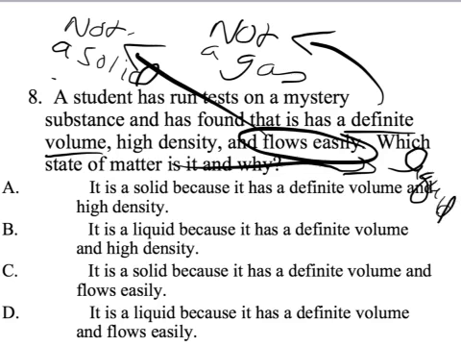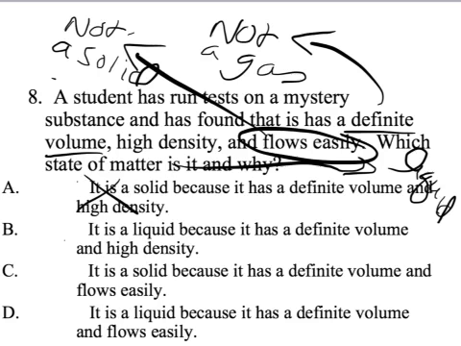Because it has a definite volume, it cannot be a gas. So it's either a liquid or a solid. And it flows easily, which means it can't be a solid. We already eliminated it. It is a liquid because it has a definite volume and a high density.